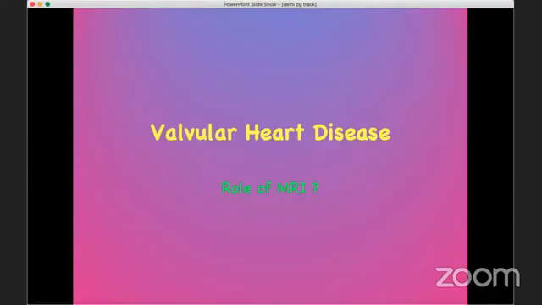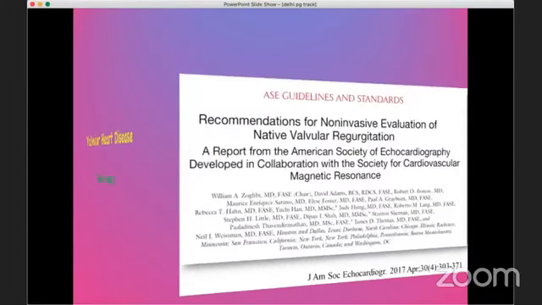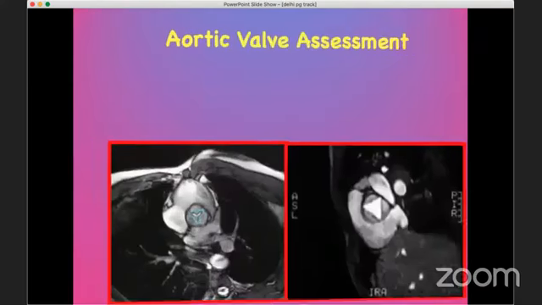Moving on to valvular heart disease, just want to tell you that the American Society of Echo and the SCMR work together, and they publish guidelines generally together, and this has been happening from 2017.